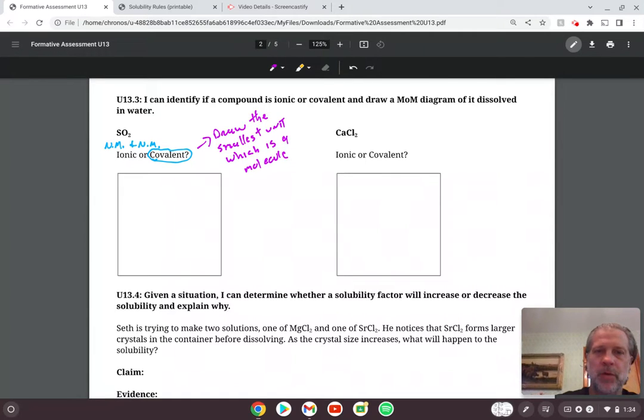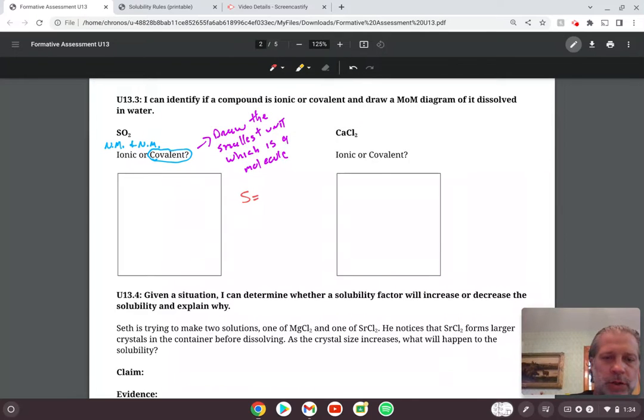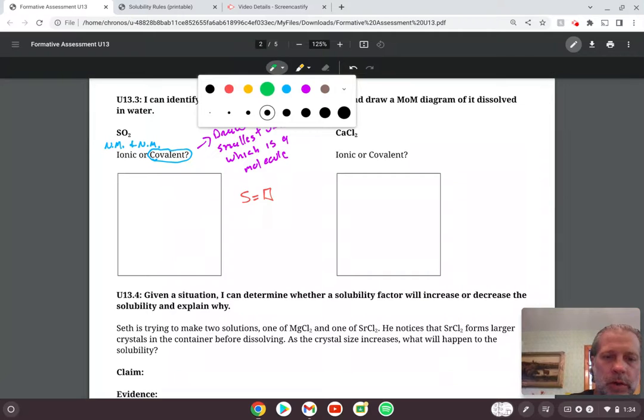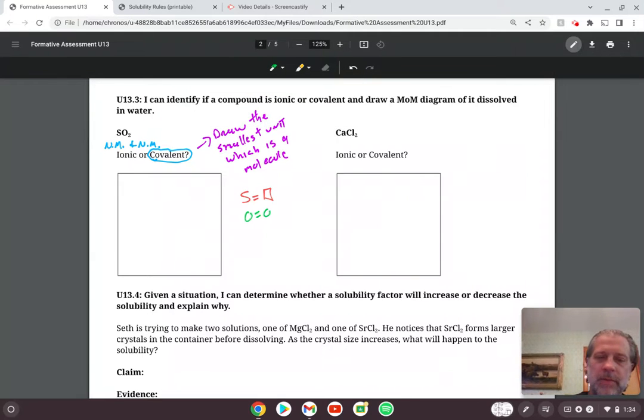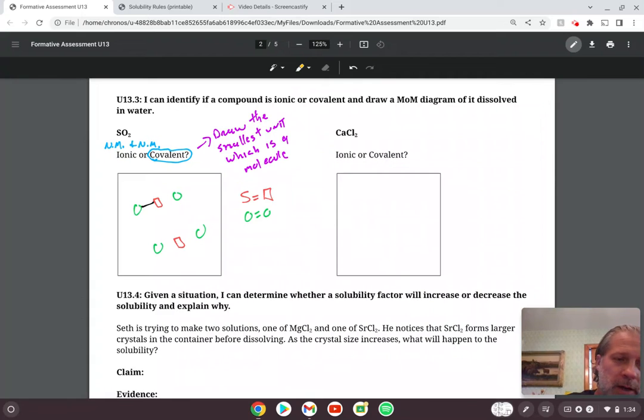So with this one, I'm going to identify what my shapes are going to be. So I'm going to have S, which is going to be a square, and oxygen, O, is going to be a circle to make my life easier. And I'm going to draw this as circle, square, circle. And we are going to show that they are connected with a bond, like so.